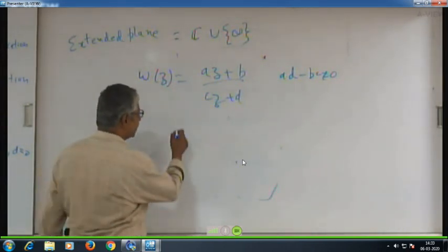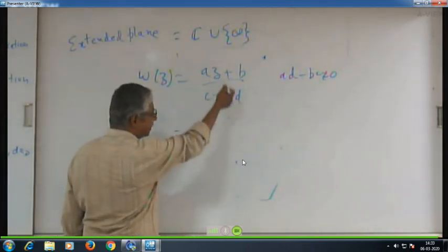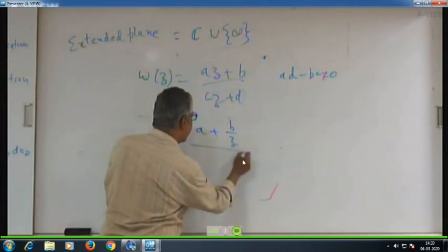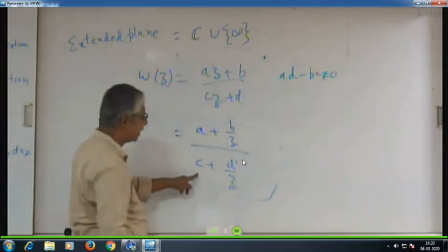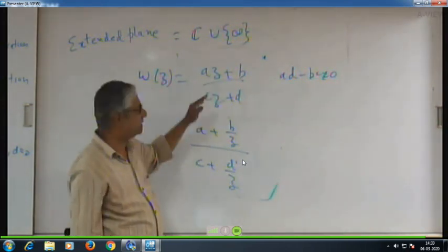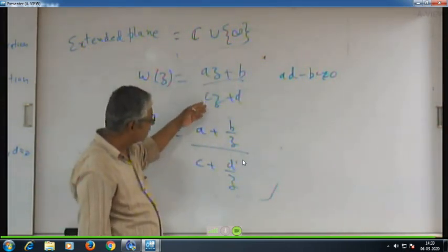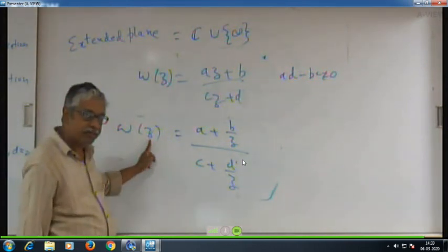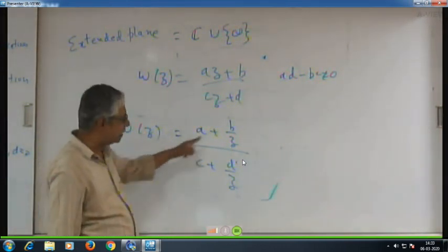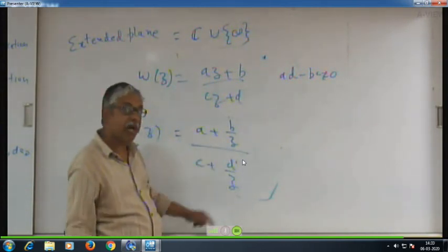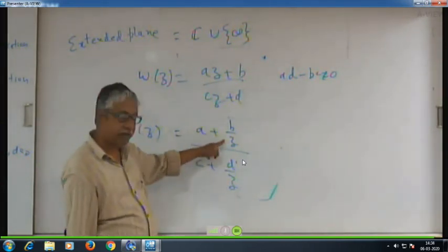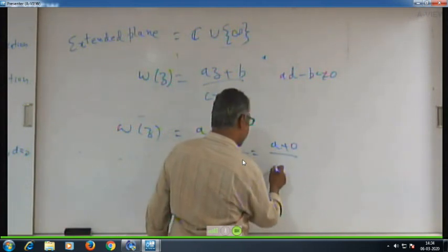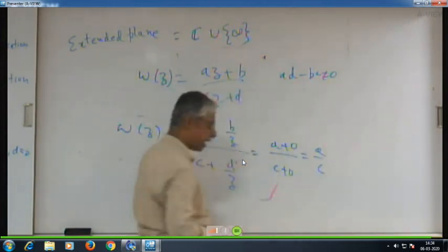You see what happens. This is the same as dividing both numerator and denominator by z. Then I get (a plus b by z) divided by (c plus d by z). All I have done here is divide numerator and denominator both by z. Now, what did I want? This is w(z). I want to know what is w of infinity. If you substitute infinity for z, I get b by infinity and d by infinity. But I know 1 by infinity is 0, so b by infinity is b into 1 by infinity, which is also 0. So this will be (a plus 0) divided by (c plus 0), which is a by c.